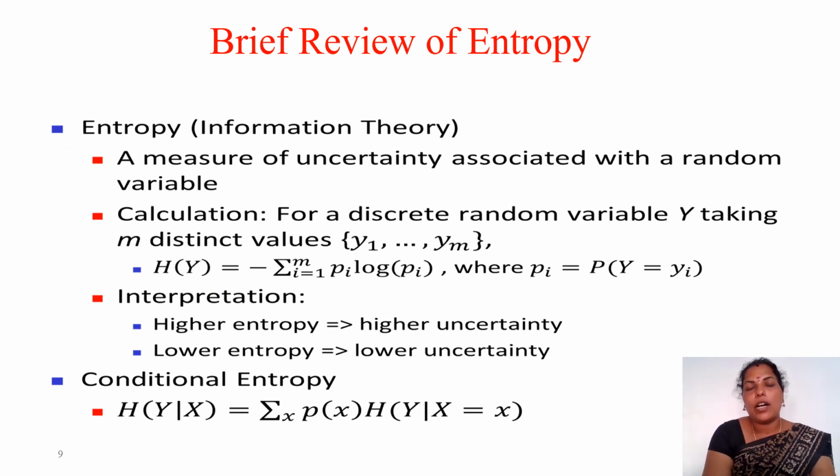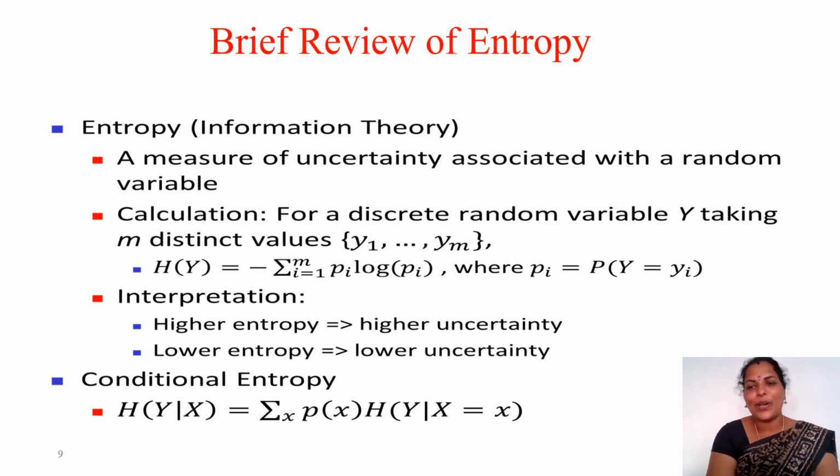So here, the first attribute selection method we are using is information gain. To know more about information gain, the basic concept is entropy. This is a term used in information theory. Entropy is a measure of uncertainty associated with a random variable. It is a measure of uncertainty, because here everything is uncertain.